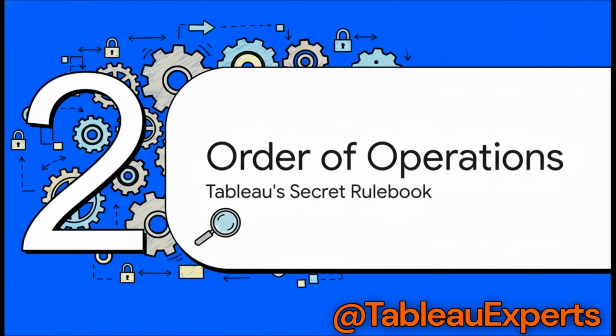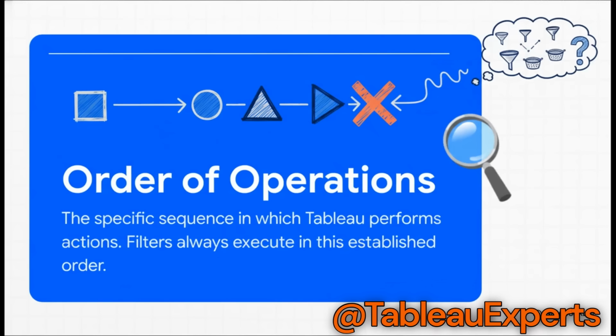Well, the answer to all of this lies in a really fundamental concept called the order of operations. This is the secret rulebook. It's the precise sequence Tableau follows every single time it builds a viz. And the thing is, it's not random. It's a fixed pipeline. And here is the absolute key. Tableau doesn't apply all your filters at once. It follows this strict, unchangeable hierarchy. All the confusion, all the frustration, it just starts when our expectations don't match the software's built-in sequence.